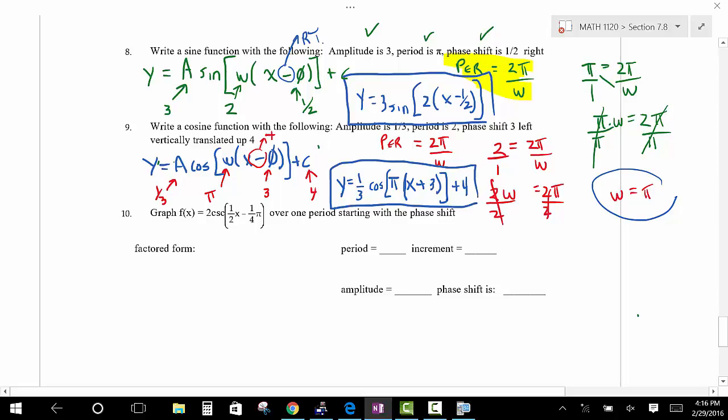So we got everything taken care of. We got your amplitude, we figured omega out, we got the phase shift left 3, and we got the up 4 thing like that. So how's that look? Just doing everything in reverse, that's it. All right.